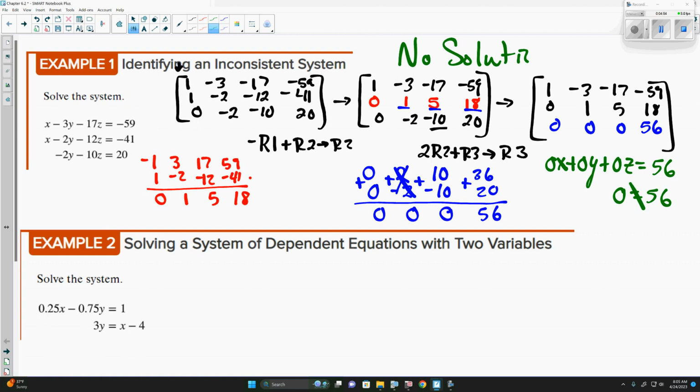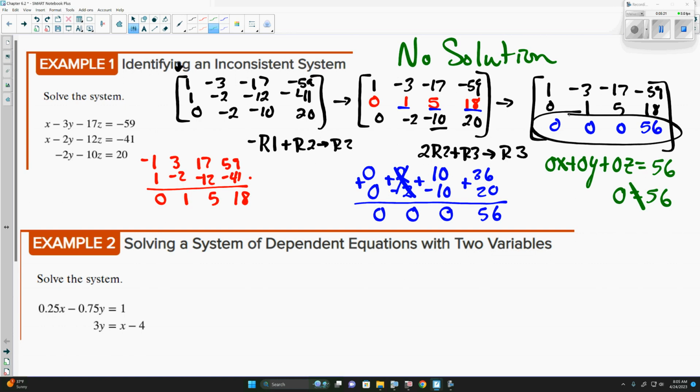So if we ever end up getting, in either reduced row echelon form or row echelon form, all zeros equal to a number, it's no solution. There's no way to solve this. It wouldn't say undefined. Let's actually do that on the calculator.